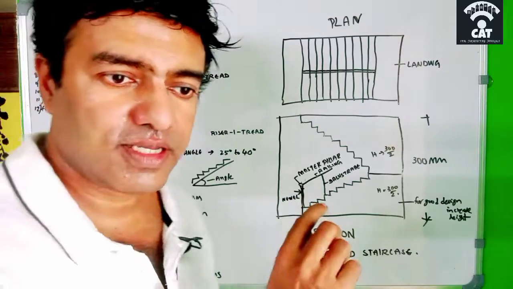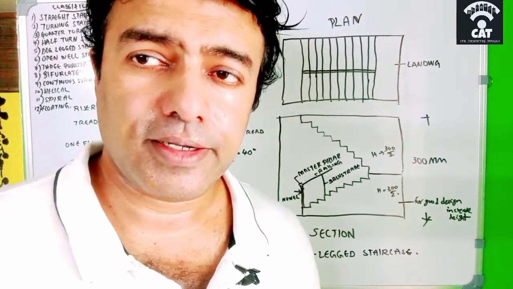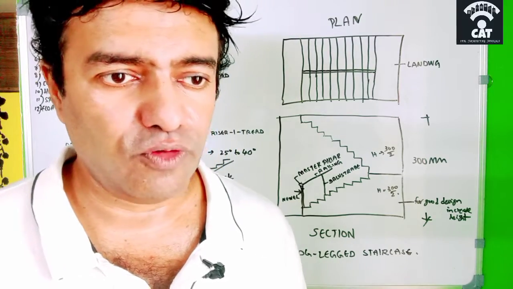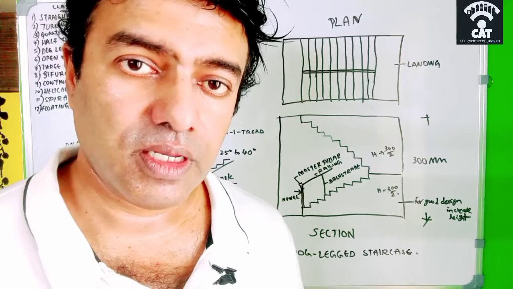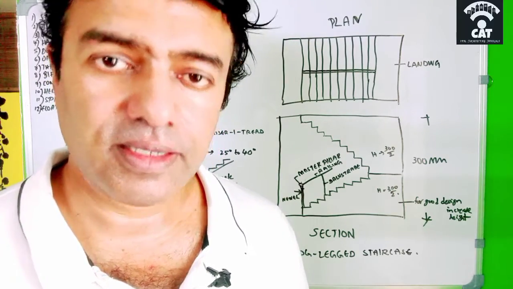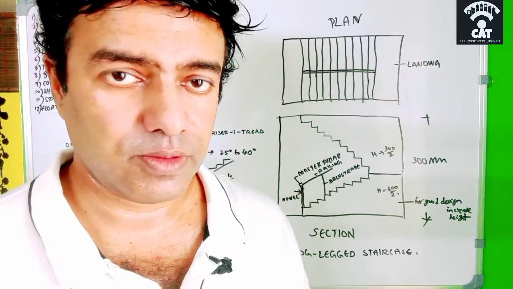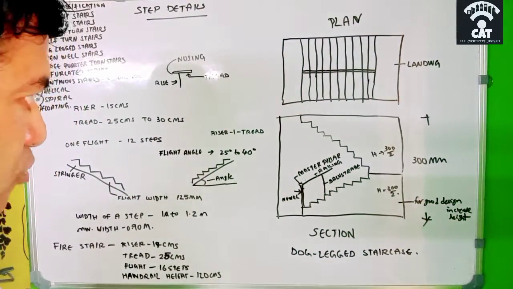So as the code says, if you are providing it for a residential building, it is always good to go for 12 steps per flight. Not more than 12 steps is permitted in a residential building or in any public buildings. So keep it in mind that 12 steps are for one flight.